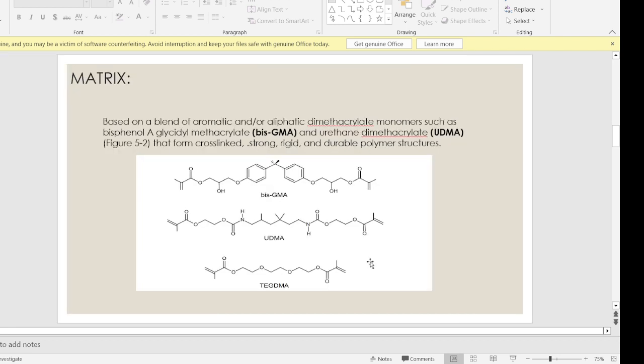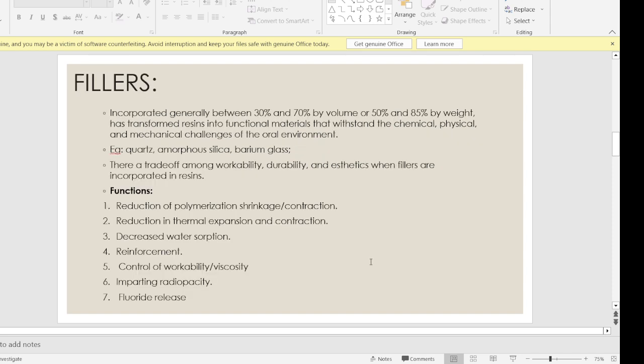Now coming to the basic composition of the composite, which is first the matrix. The matrix has also evolved from the past until now. Before, we had BisGMA, which is bisphenol A glycidyl methacrylate, and then we have urethane dimethyl methacrylate, which has more cross-linking and forms a stronger and more rigid bond with the filler. It also shows a more durable bond, and durability is increased with this UDMA.